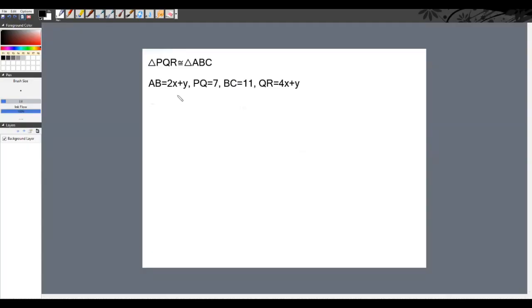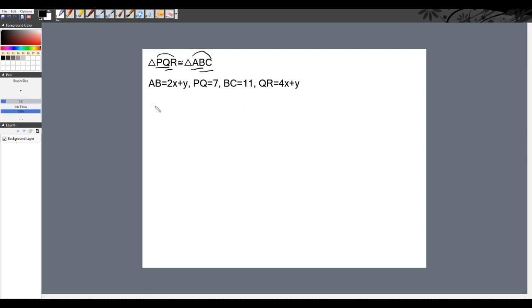Everybody, today I will be solving for missing values in congruent triangles. So side PQ matches with side AB, side QR matches with side BC, side PR matches with side AC. This is because of the way they are oriented in their statements. So triangle PQR is congruent to triangle ABC. So P matches with A, Q with B, R with C.